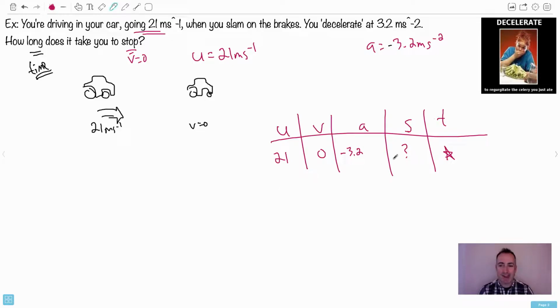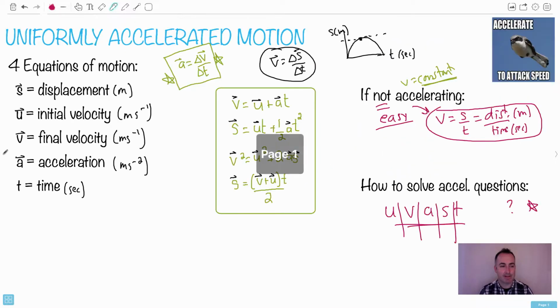Look carefully here. I've got my time. And what I want to do is solve for time. In order to do that, I should find an equation that doesn't have S in it, but that has time in it. So I need an equation with no S's, but that has T. Let's see if we can find one here from these. Do I have an equation that has no S's? Well, that means it only has to be the first one here. V equals U plus AT.